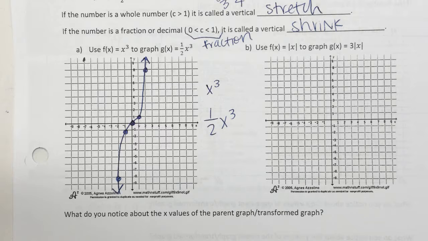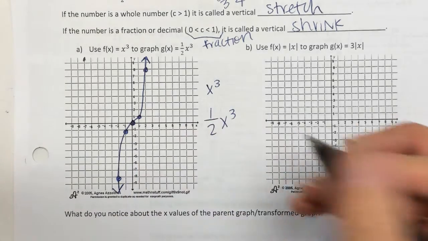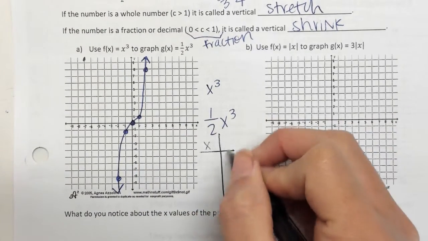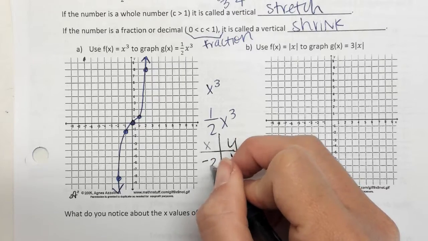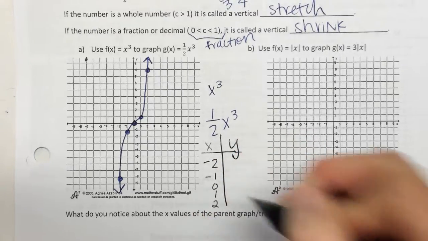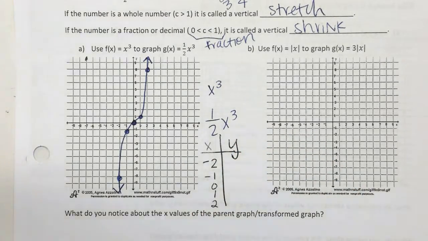Does anybody know what you're doing? Alright, then let's make a table. Go ahead and make a table for this one. Put in negative 2, negative 1, 0, 1, 2, using the same x values. If I plug in negative 2 here, to find my y value, what's negative 2 cubed? Divided by 2? Negative 4. Good.